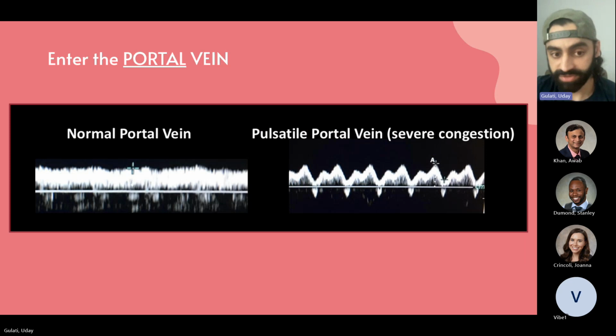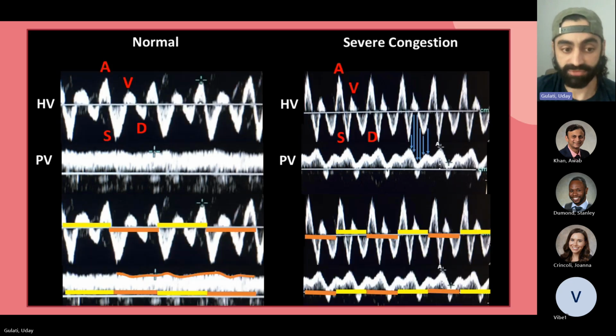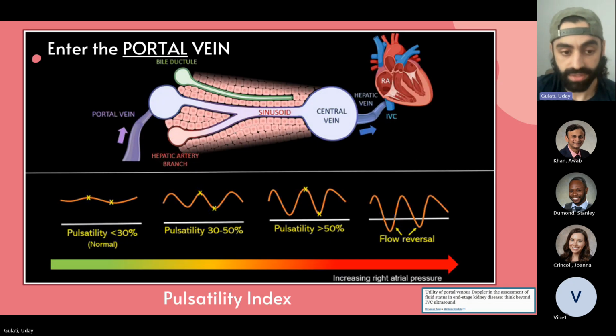However, in severe congestion, when you look at your portal vein, you will see that instead of this normal continuous waveform on the left, it has pulsatility, right? And that's how you know you have severe congestion. The first step is being able to find that vein. And that same idea, that systolic and diastolic, is what you're seeing on a portal vein, which just shows really severe congestion. And the way you measure this is you're looking at the degree of pulsatility.